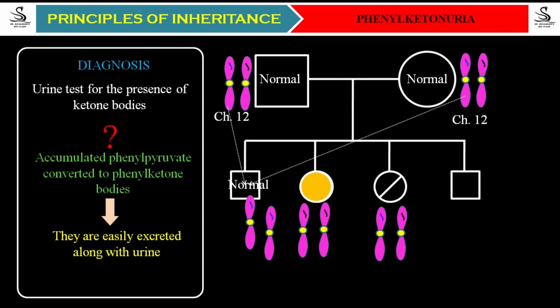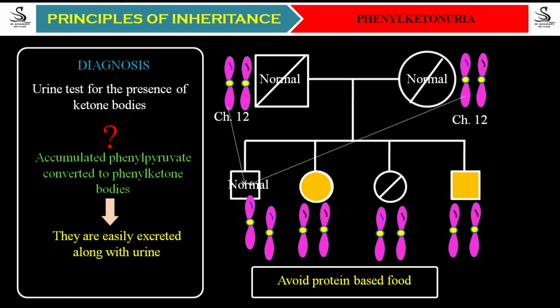We can consider them as carriers. It means both the parents are also carriers over here. And the last child, the male child, is found affected. Why affected? Because the affected gene chromosome has been received on the 12th, and again from the father and mother also the same affected chromosome has been received. Hence this child has become affected. So this is the way we can say it. I told you, students, what to do to avoid this if the person is found affected: avoid protein-based food.